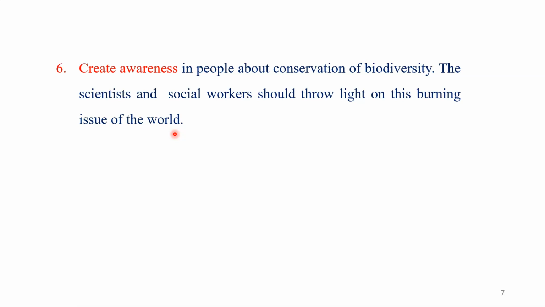For example, on the occasion of Biodiversity Day, that is 22nd May, various seminars, workshops and competitions should be organized to create awareness in people. And on such occasions, colleges, schools, universities and NGOs can arrange the above-mentioned activities to create awareness in people about the conservation of biodiversity. So this is a very important measure that we have to take in the present day.